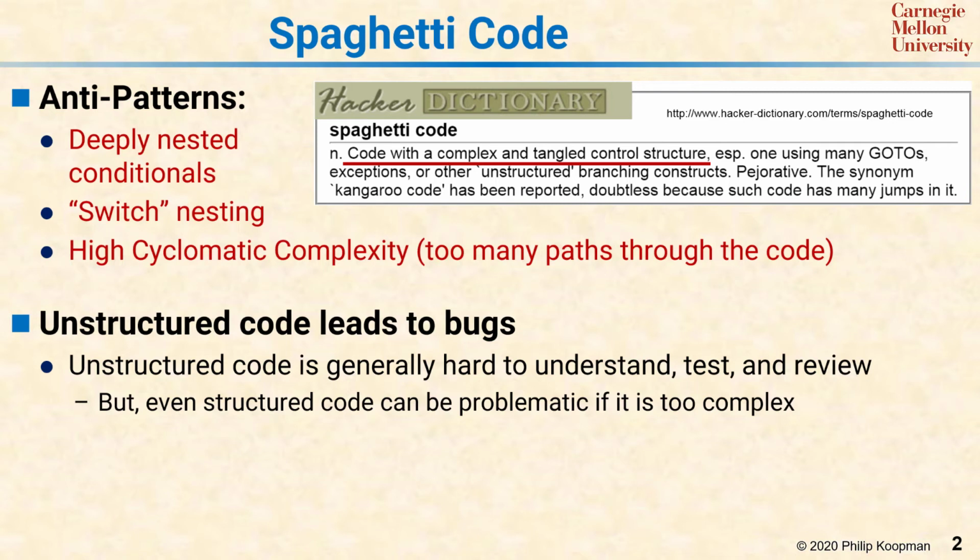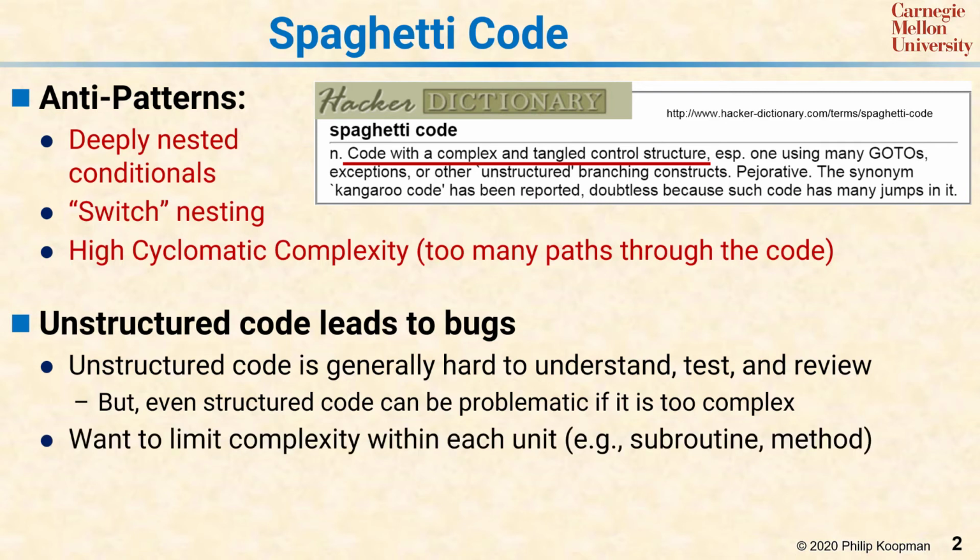The general idea of avoiding spaghetti code is to limit the complexity within each unit of code, such as a subroutine or method. At some point, the complexity has to show up somewhere in the software, but the idea is to create moderately simple modules that you can understand in isolation, test in isolation, and then, when you're confident of the quality of each module, put them together to create a system.